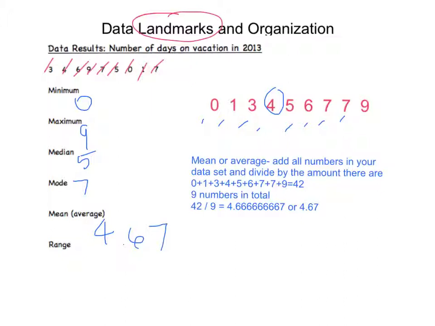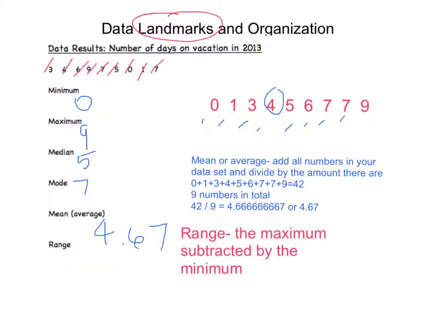All right, the range. The range also takes a little bit of calculation, but it's not as complicated as the mean. The range is the difference between the largest and the smallest number in your data set. So to calculate the range, we subtract the minimum from the maximum. So if we subtract the maximum minus the minimum, we get 9, and 9 is our range.